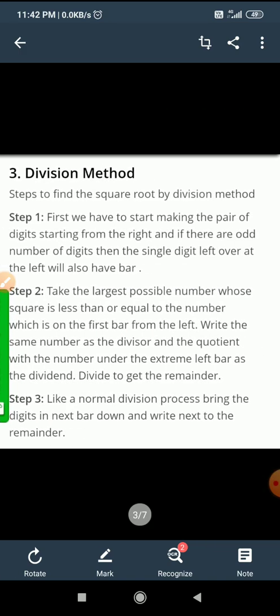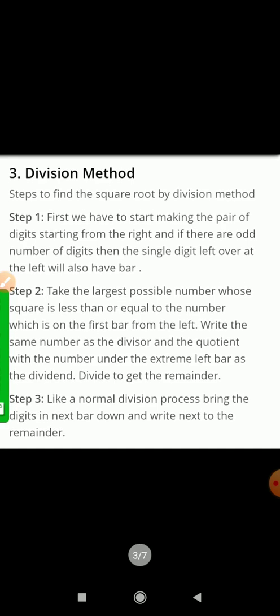Now the division method. Here are the steps to find the square root by the division method. First we have to start making pairs of digits starting from the right. If there is an odd number of digits, then the single digit left over at the left will also have a bar. Take the largest possible number whose square is less than or equal to the number on the first bar from the left. Write the same number as the divisor and the quotient, with the number under the extreme left bar as the dividend. Divide to get the remainder. Like a normal division process, bring the digits in the next bar down and write them next to the remainder.